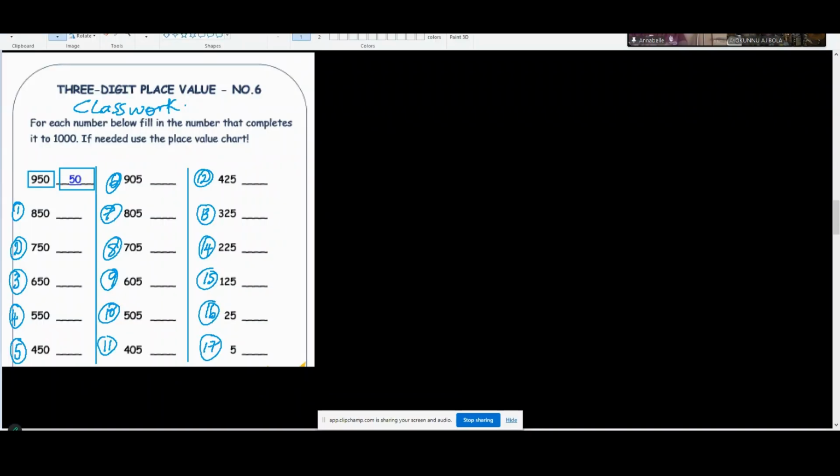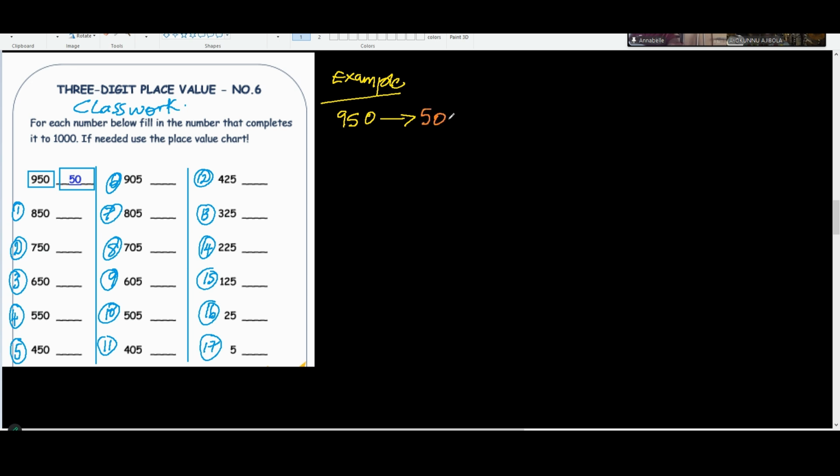In this exercise, what you're supposed to do, like the first one has been done for you, it says, for each number below, fill in the number that completes it to 1,000. Now, if you look at the example, the one that was done, we have 950, right? What is going to make 950 become 1,000? That means we have to add 50, and that's the answer.